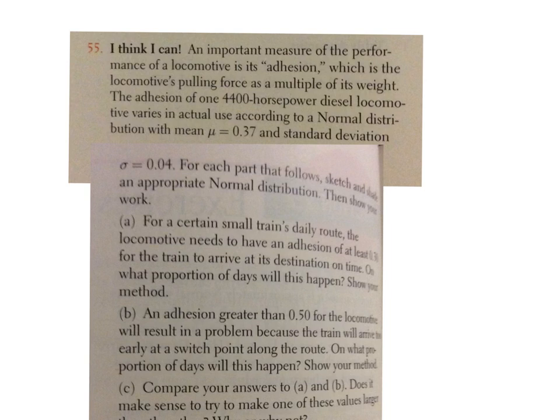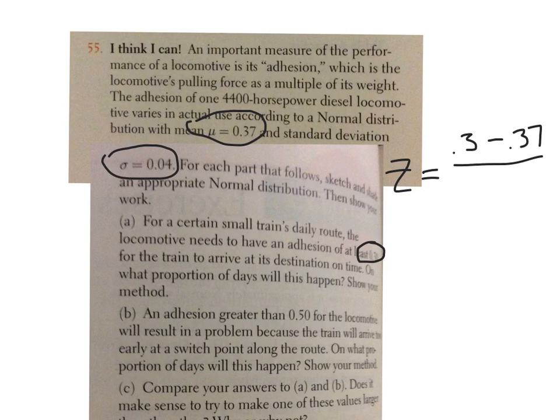Okay, for letter A, I'm assuming that you read this problem. We're talking about the adhesion of a diesel locomotive. Here is the average, mu, see, we're using mu now, and here is the standard deviation for a sample. Okay, so let's see, daily route. Oh, right here, you can barely see it. At least 0.3. So we're going to do a z-score, because the number we're interested in is 0.3 minus the average, which is 0.37, divided by the standard deviation, which is 0.04. Okay, that's how we kind of set these up. And I'm going to let you do the rest of it.